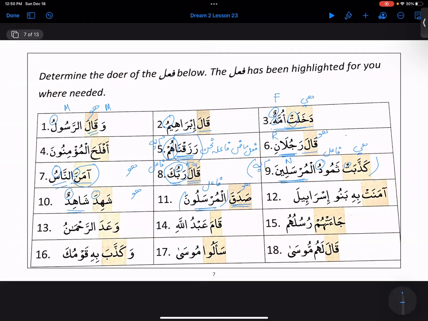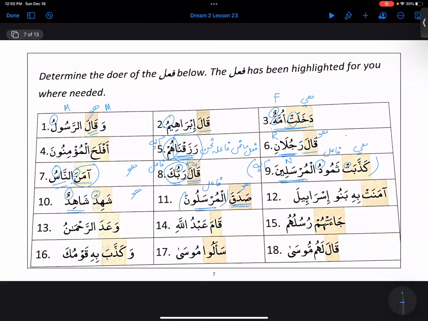Sadaq al-mursalun. We say Sadaq Allahul Azim, right? After the Quran, some people say, even though it's not from any hadith, some scholar says that we should not be saying it. But when we say Sadaq Allahul Azim, what we are saying is that Allah, who is great, said the truth.